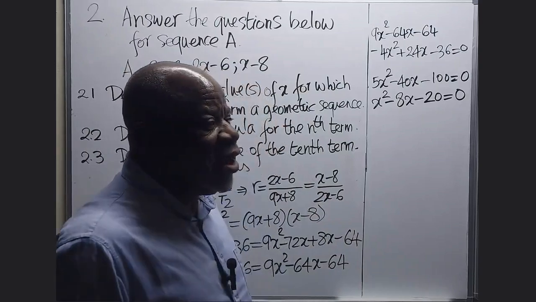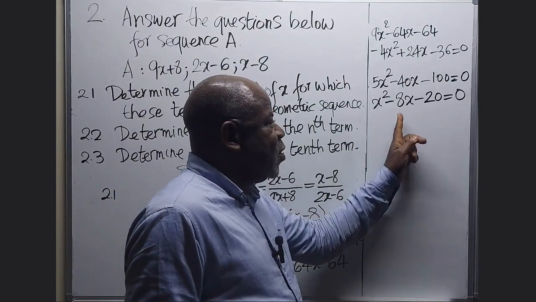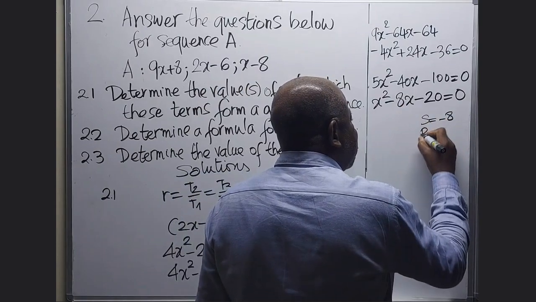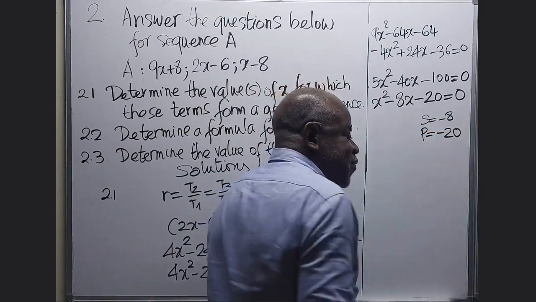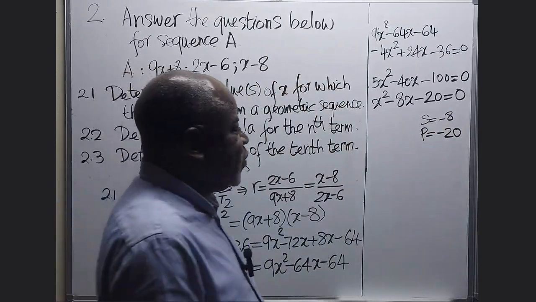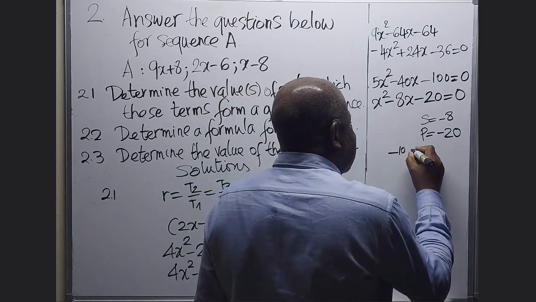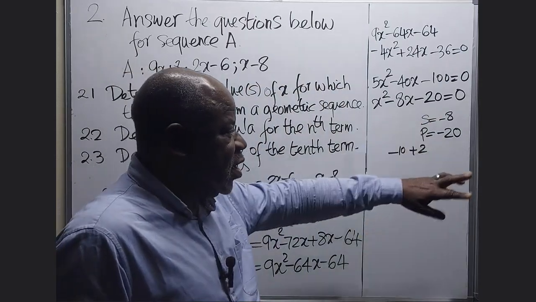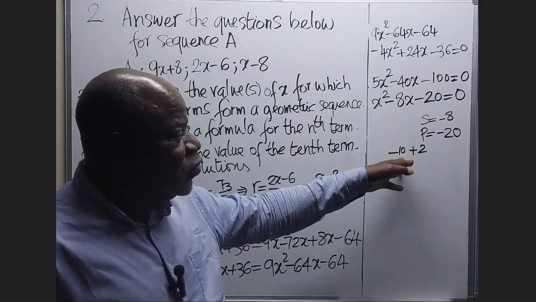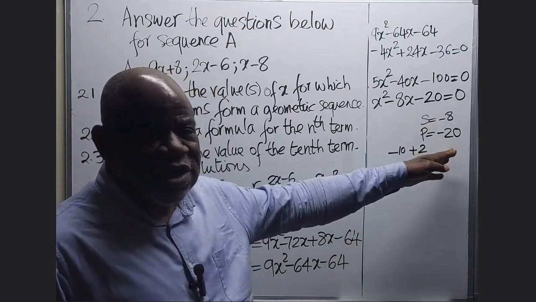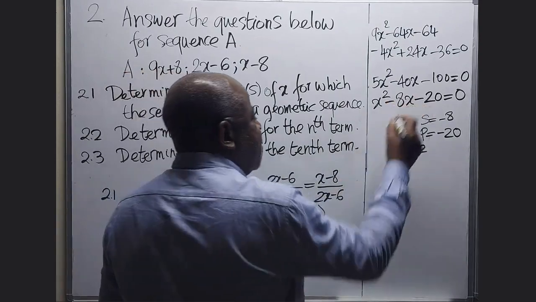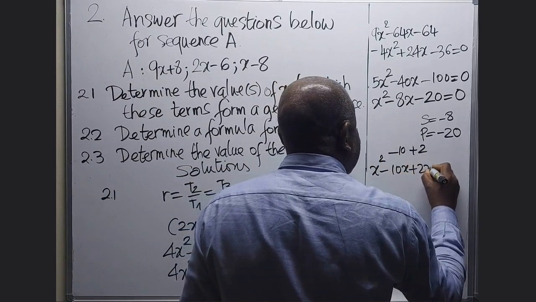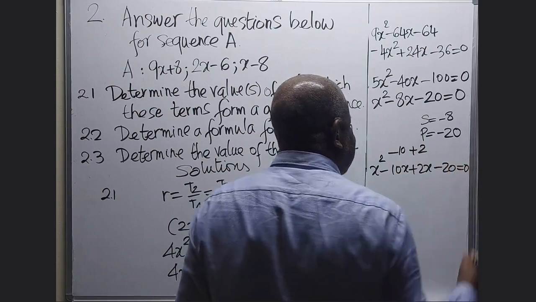We need to get two numbers whose sum will be negative 8 and whose product will be negative 20. These two numbers are negative 10 and 2. Negative 10 plus 2, we're getting negative 8, and negative 10 times 2 will get negative 20. So these are the two numbers we need here. So we'll be having x squared minus 10x plus 2x minus 20 is equal to 0.